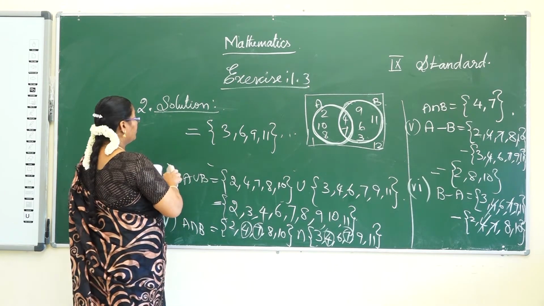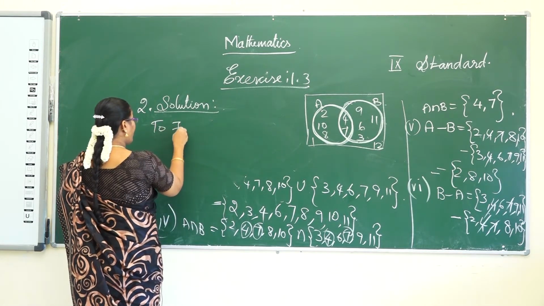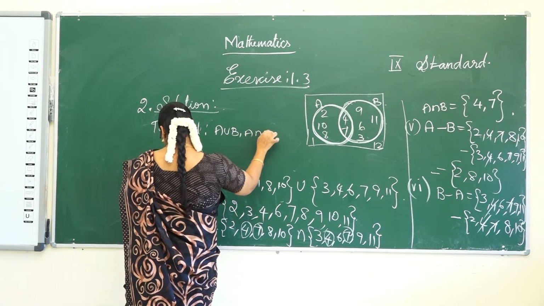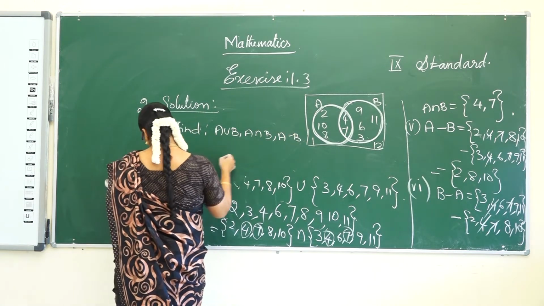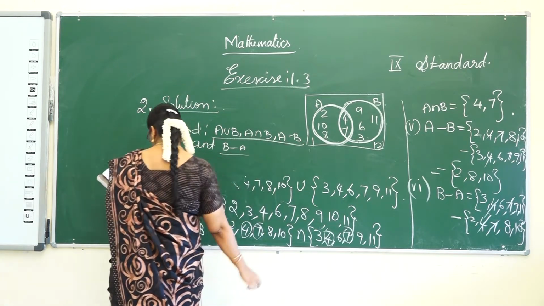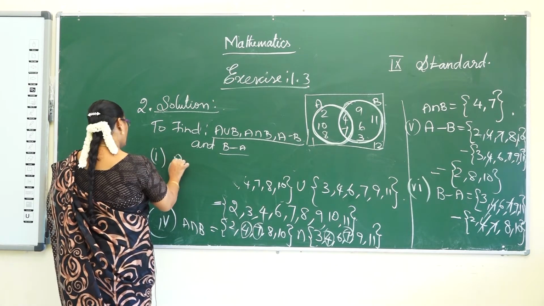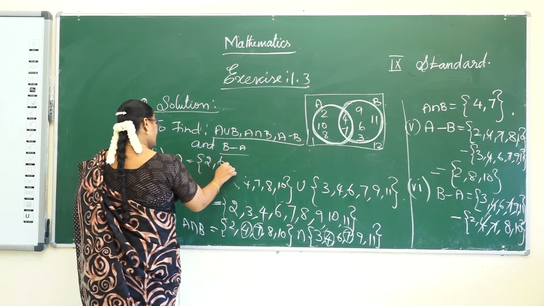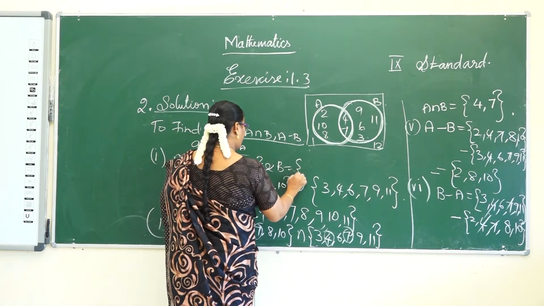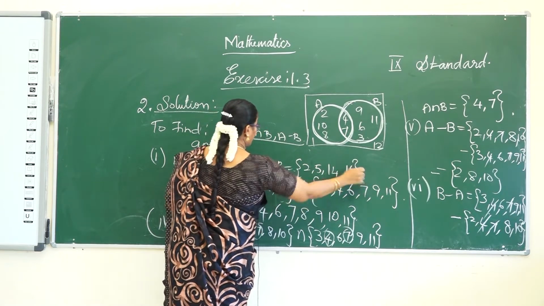Find A union B, A intersection B, A difference B and B difference A. Okay, these are all you have to find out. The first one, following sets, first subdivision: A is equal to the set of all the elements 2, 6, 10, 14 and B is equal to the set of all the elements 2, 5, 14, 16.